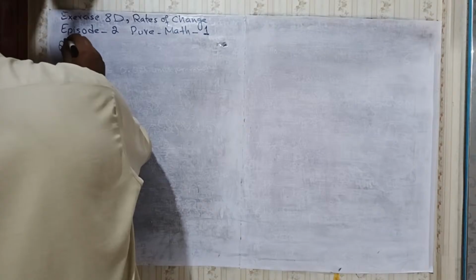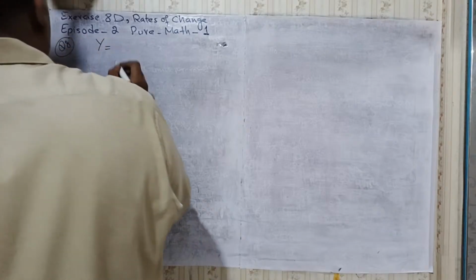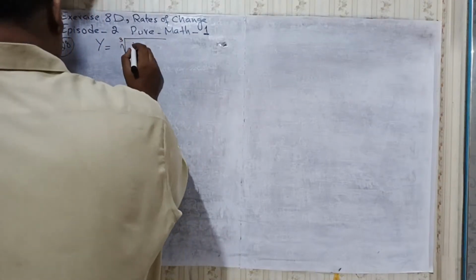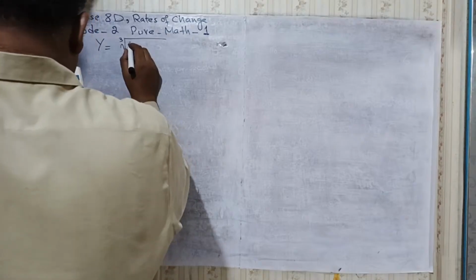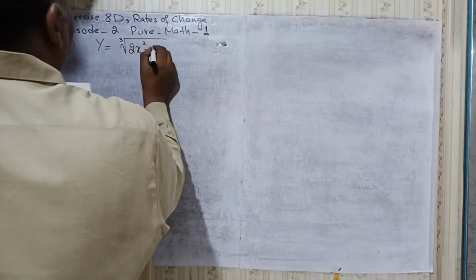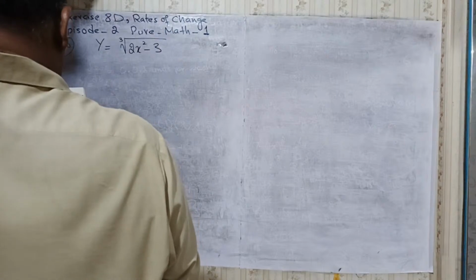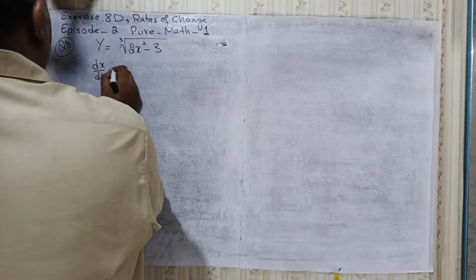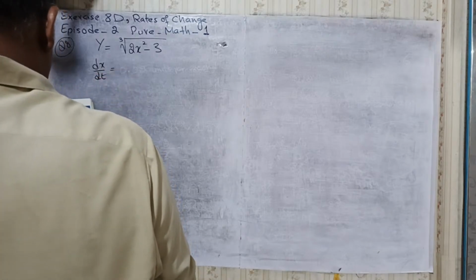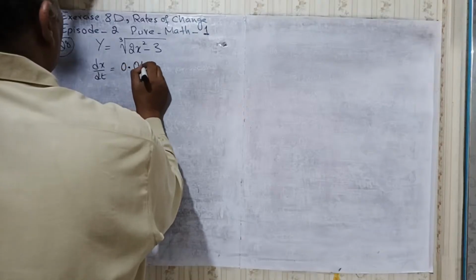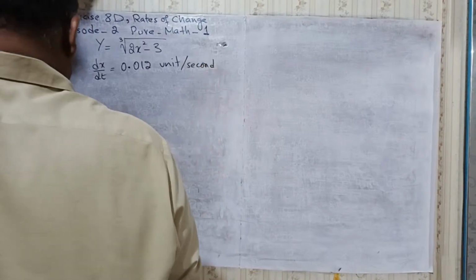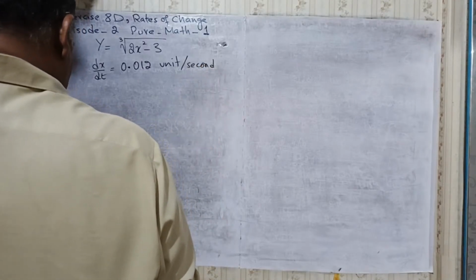Question number 8, the curve is given. y is equal to the cube root of 2x squared minus 3. And the rate of change of x is given. It is increasing at 0.012 units per second. We have to find dy by dt.